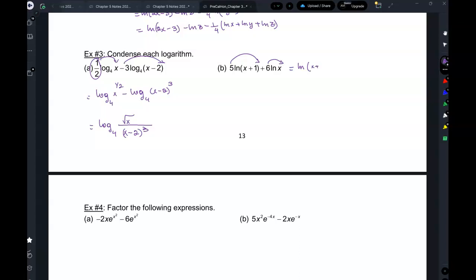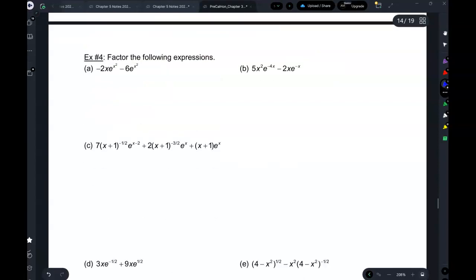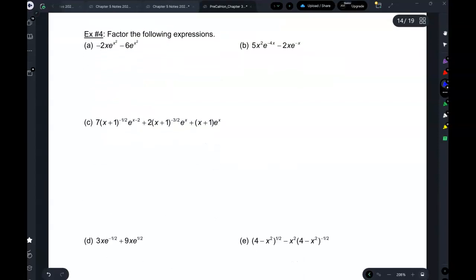So I have ln of x plus 1 to the 5 times x to the 6. Okay? And you can put it in like a bracket or not. It's kind of understood. Okay, all this is from the book. Okay, the rest of this is not in your book.